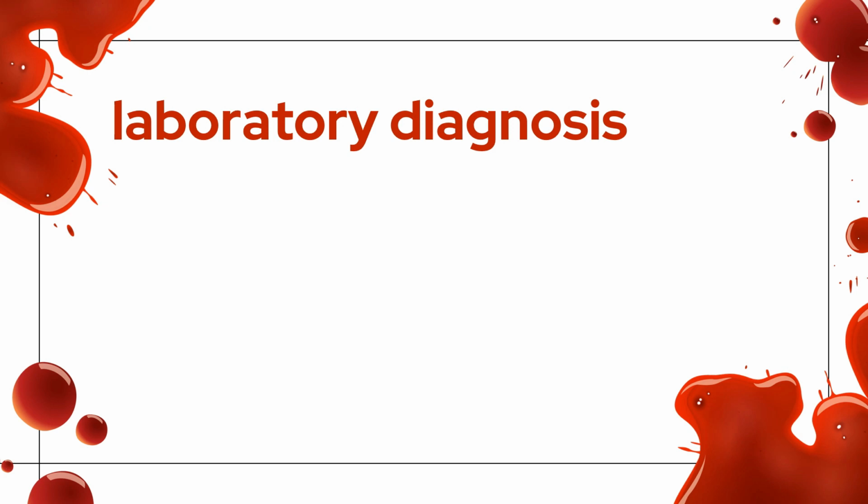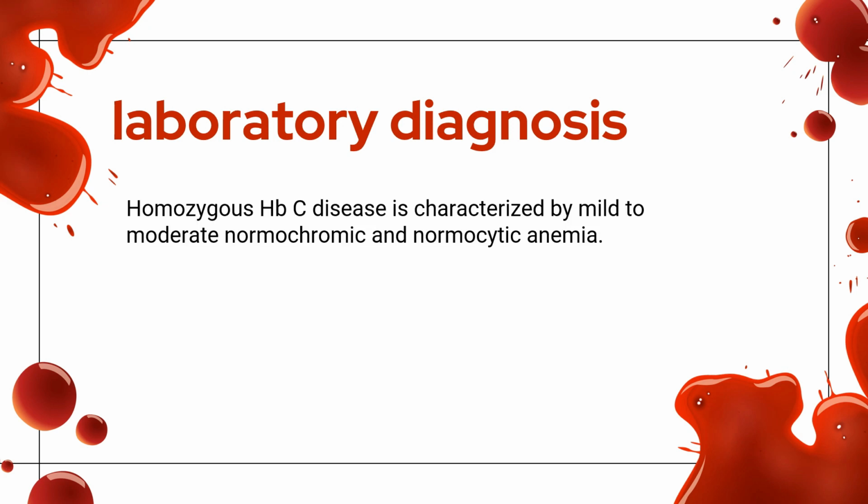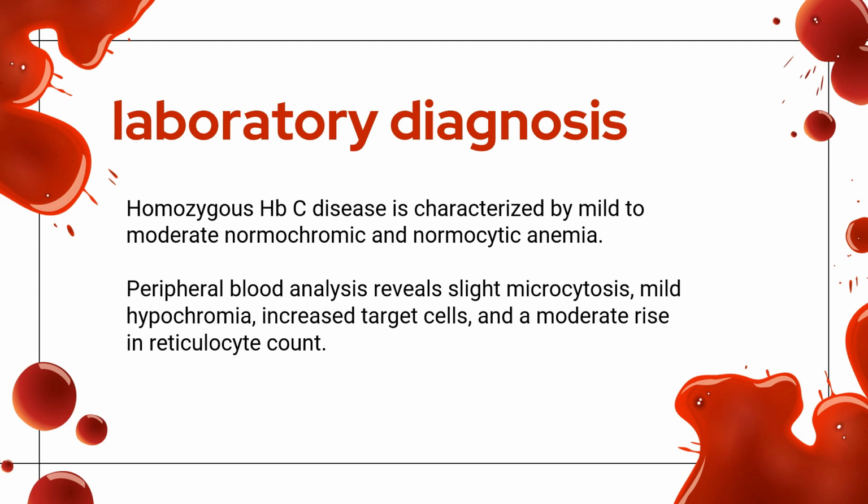So, let's get started. When it comes to individuals with homozygous hemoglobin C disease, a mild to moderate normochromic and normocytic anemia is commonly observed. There may be slight microcytosis and mild hypochromia present. During peripheral blood analysis, an increase in target cells, a mild to moderate rise in reticulocyte count, and the possibility of nucleated red blood cells can be seen.